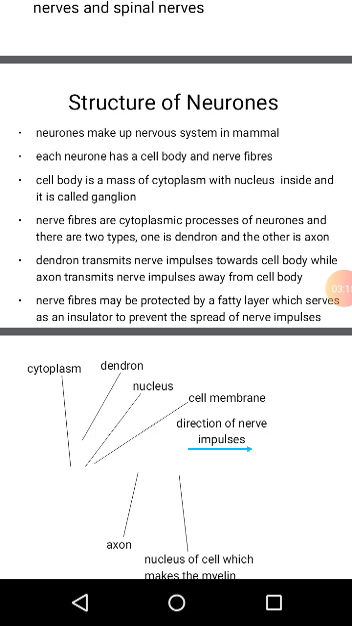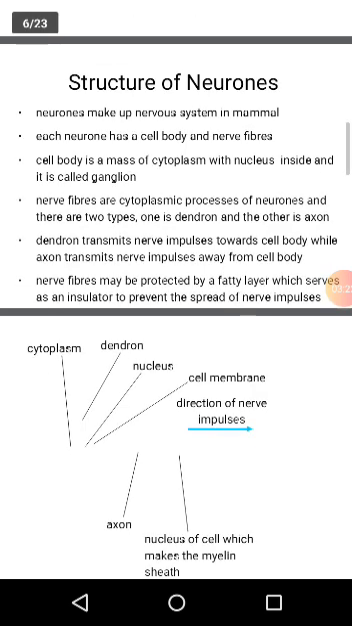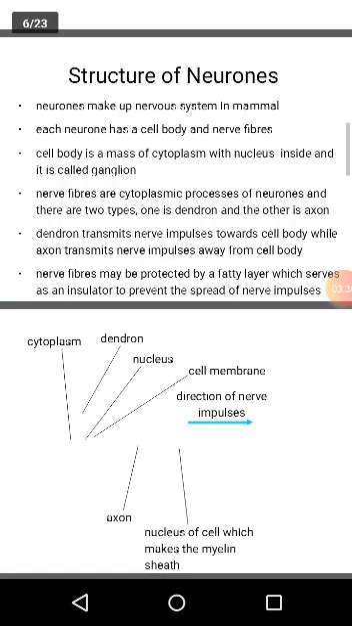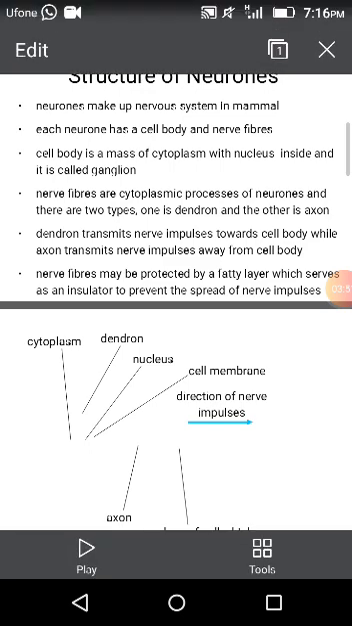Neurons make up the nervous system in mammals. Each neuron is divided into two parts, the cell body and nerve fibers. The cell body is a mass of cytoplasm with a nucleus inside; a collection of cell bodies is called a ganglion. Nerve fibers are cytoplasmic processes of neurons, and there are two types: dendron and axon. A dendron transmits nerve impulses towards the cell body and an axon transmits nerve impulses away from the cell body. So keep in mind that dendron and axon work opposite to one another.